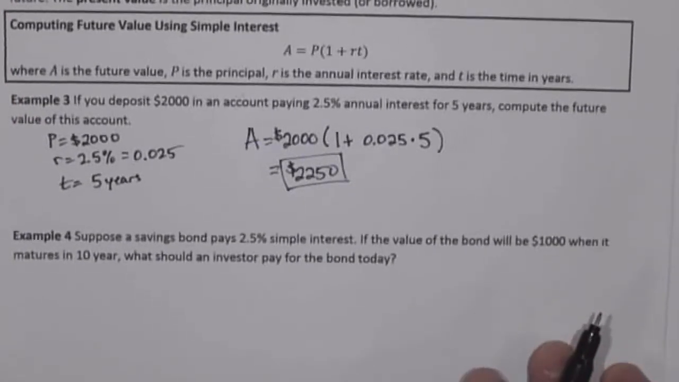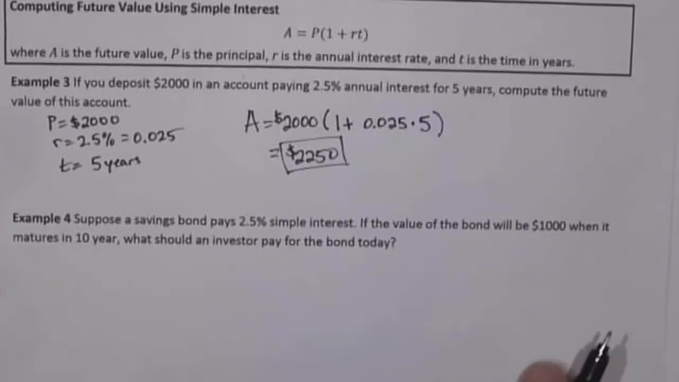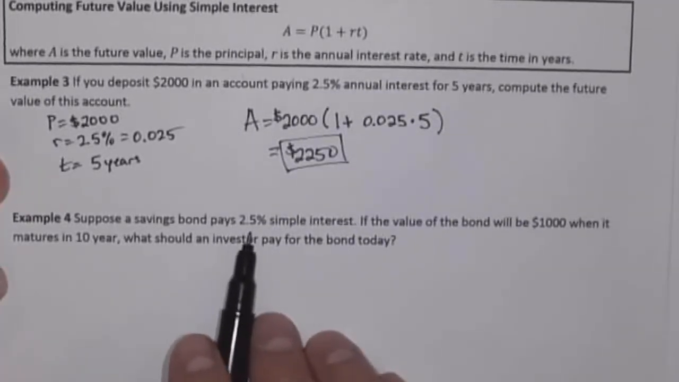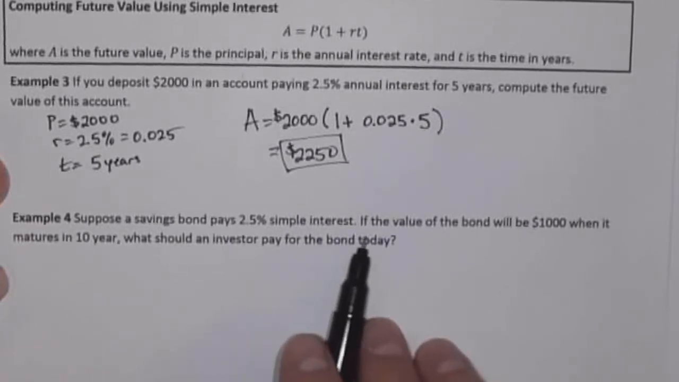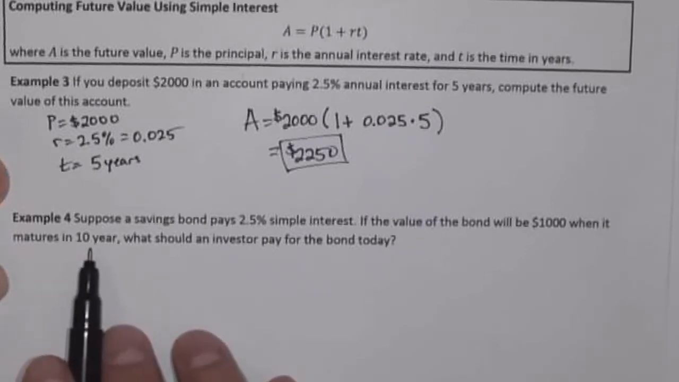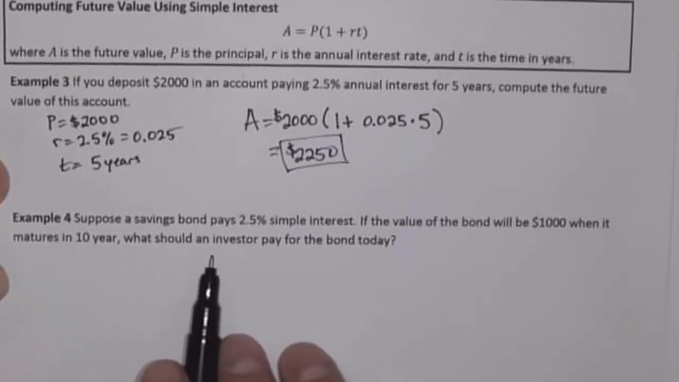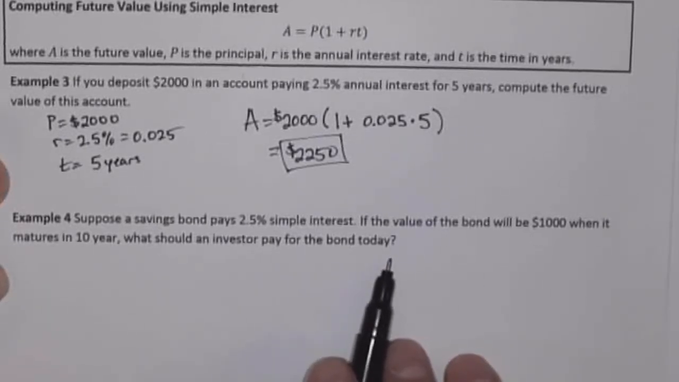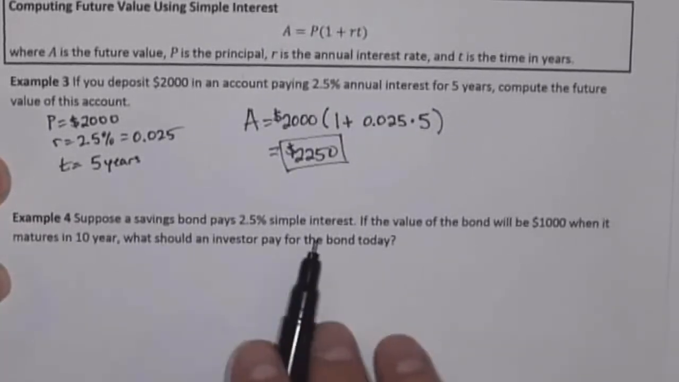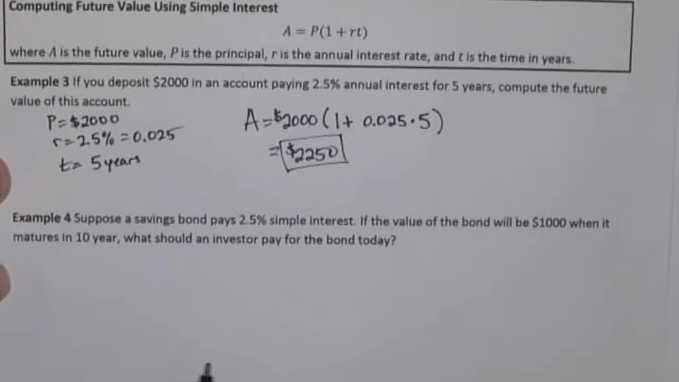Let's take a look at example 4. Suppose a savings bond pays 2.5% simple interest. If the value of the bond will be $1,000 when it matures in 10 years, what should an investor pay for the bond today? Now this problem here is backwards from example 3.